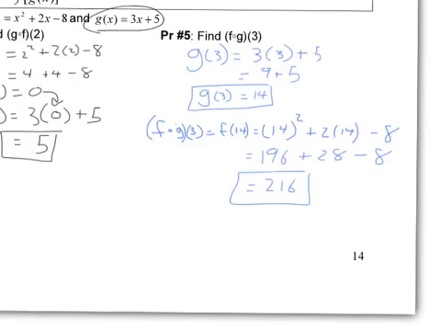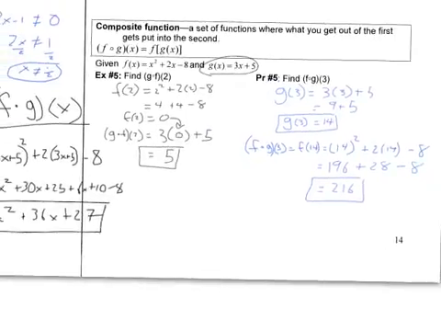Okay, so first we're going to plug 3 into g, because that's the one closest to the number, and we get back a 14. This means then that f of g of 3 is the same thing as f of 14. So we plug a 14 into this function, 14 squared, 2 times 14 minus 8. 14 squared is 196, this is 28, and this is just negative 8. Add that all together, you get 216. So that's how you do those types of problems. Hopefully you got those numbers.